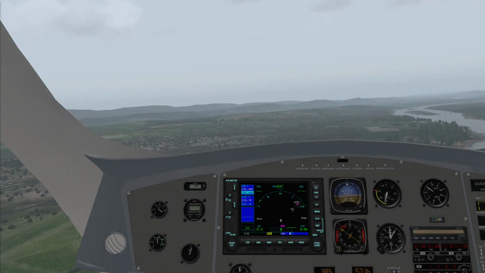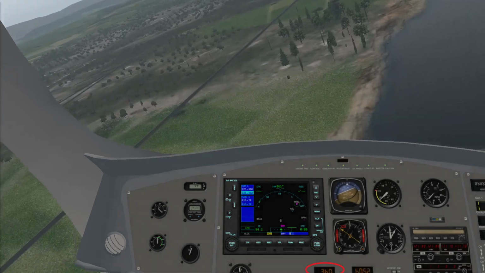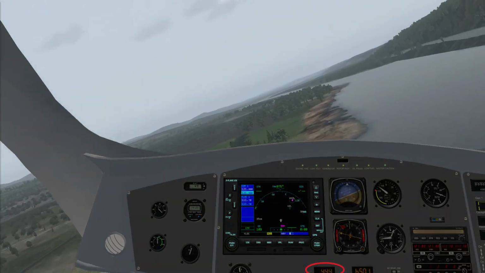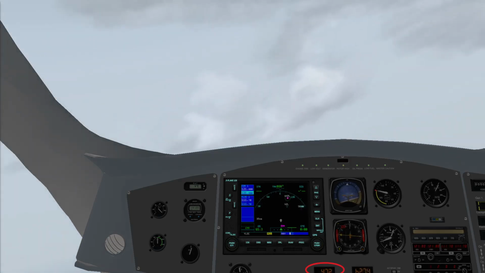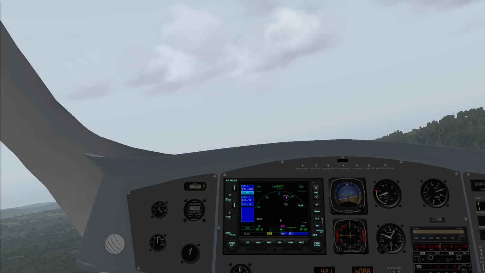Now I want to do that one more time, and I just want you to notice what happens to the rotor RPM. When I unload the rotor, RPM should go down just a little bit. So you can see the effects of loading and unloading the rotor.